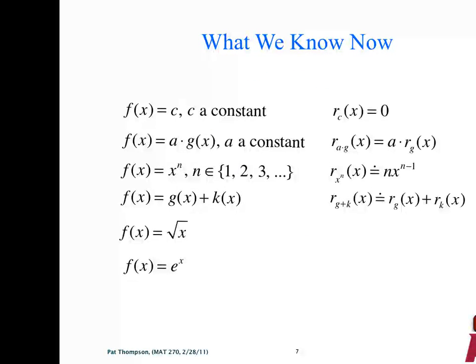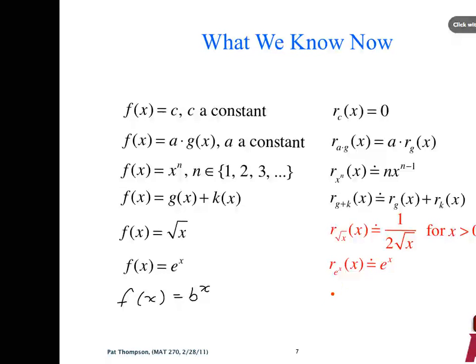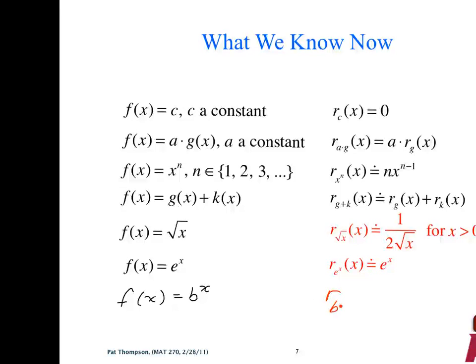Okay? Go back? Yeah, I'll go back. So there's one more rule here. This rule now is that r of b to the x is k b to the x. Okay? And we didn't have time to show it, but k, the constant, is the ln of b. So I'll go back a second.